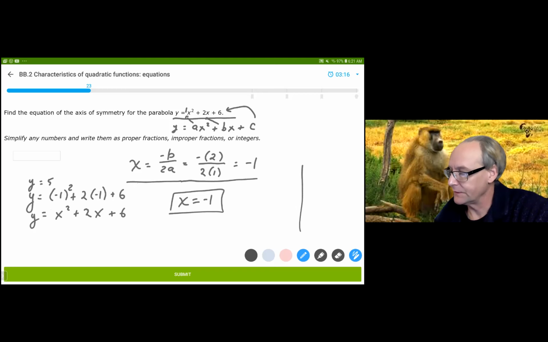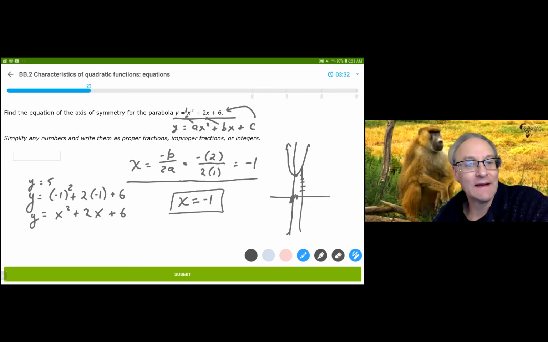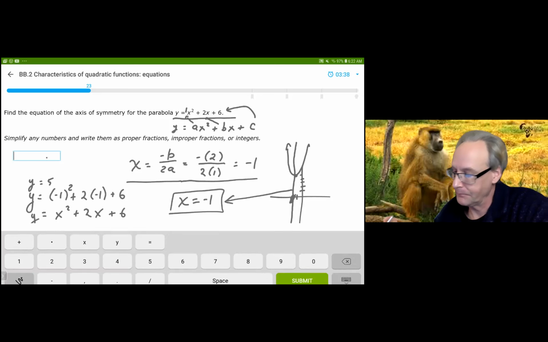Just so you know what it looks like, negative 1, 1, 2, 3, 5. It's right here, and it's going to look like this, and my vertex is right here. Sorry, I messed that up, but that's supposed to be negative 1. Anyway, that's my axis of symmetry, x equals negative 1, which is right there.